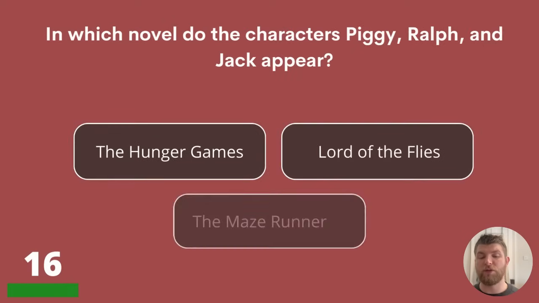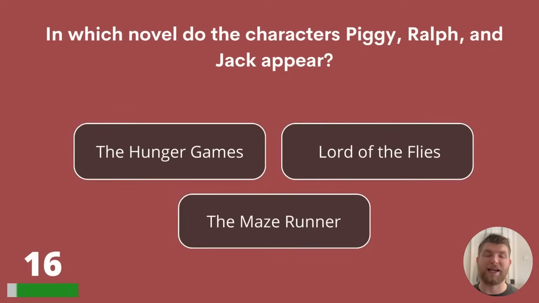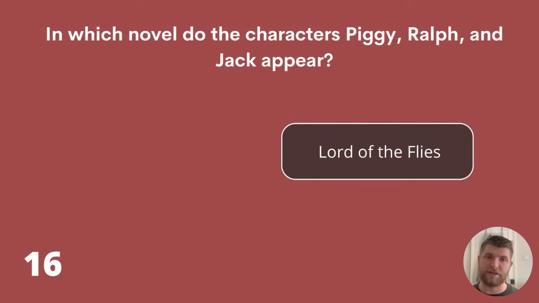16. In which novel do the characters Piggy, Ralph and Jack appear? The Hunger Games, Lord of the Flies, or The Maze Runner? The answer is Lord of the Flies.